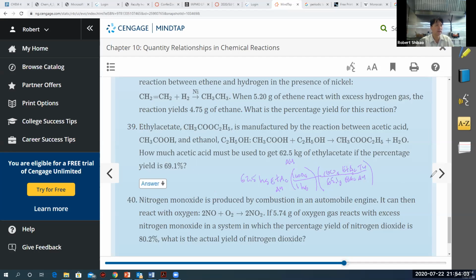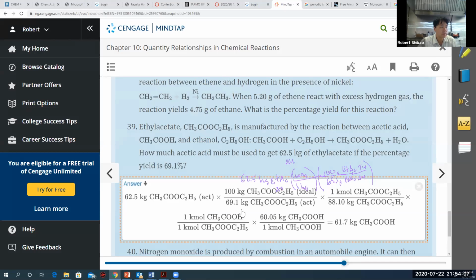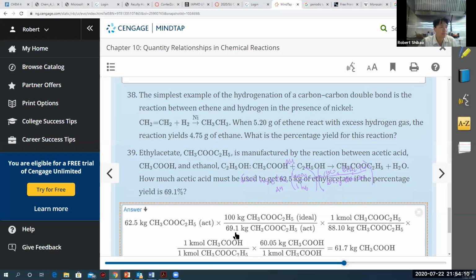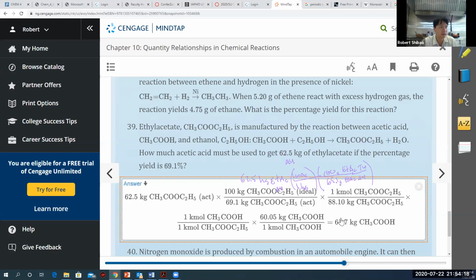But we carry on, and then it turns into standard stoichiometry planning. And so again, here, kilograms to... oh, they're using the percent. This is a percent yield here. They're keeping everything in kilograms.